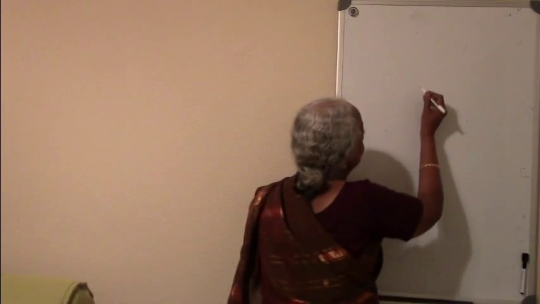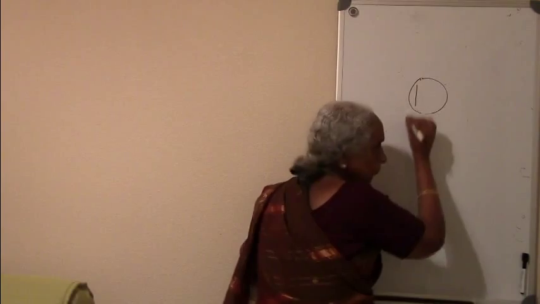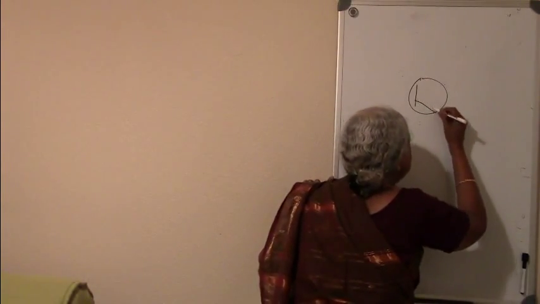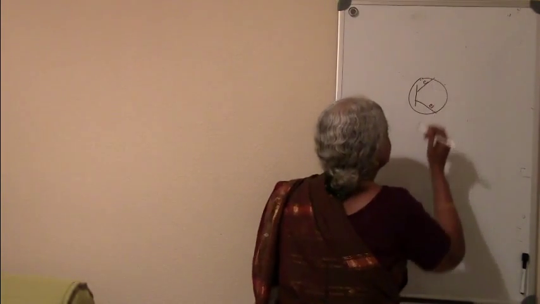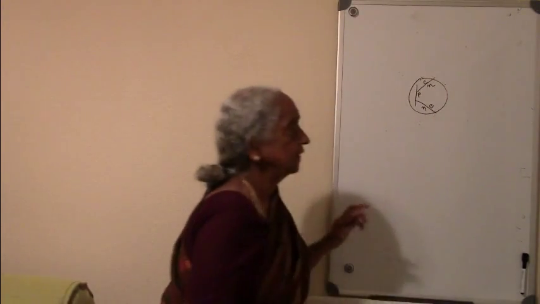So the circuit will be like this. It is a common emitter. So you have a base here as originally told, and you have an emitter here and a collector here. And this will be N, this will be P, and this will be N. Right. Now how are you going to give the biasing?